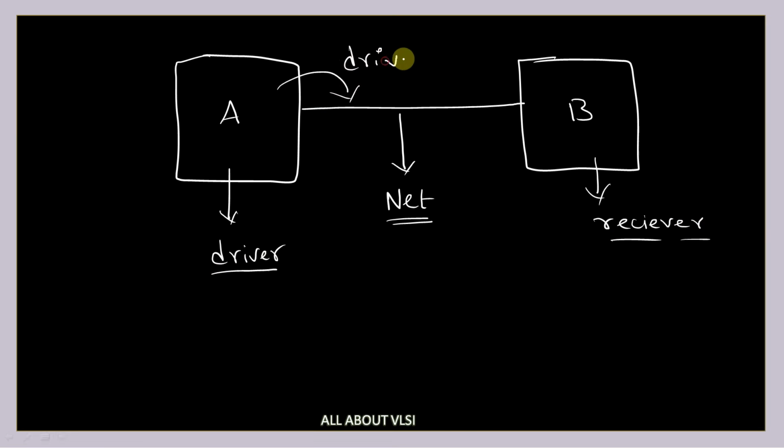A is basically driving the values onto this net, and you can also say this driver is your source. So your source is driving the values onto the net, and B is receiving the particular values from the net. Here the net is acting as a bridge between A and B. Using this net, you can drive data onto the net, and your B module can receive the data from the net continuously. A will continuously drive the data onto the net, and B will continuously receive that data from the net.